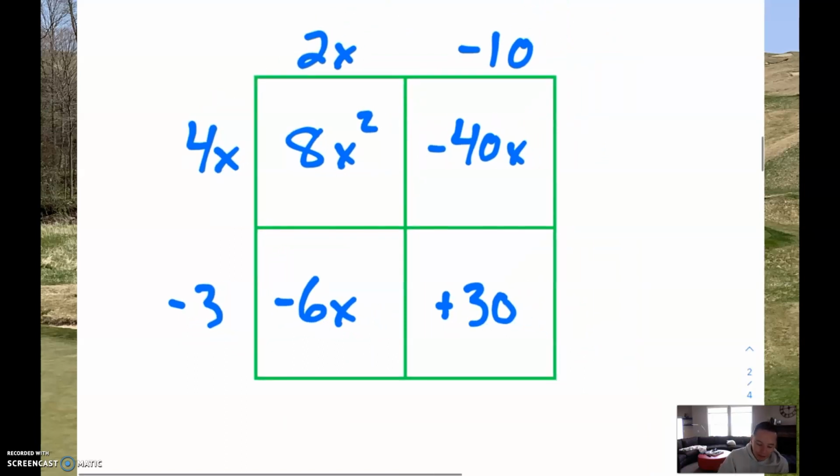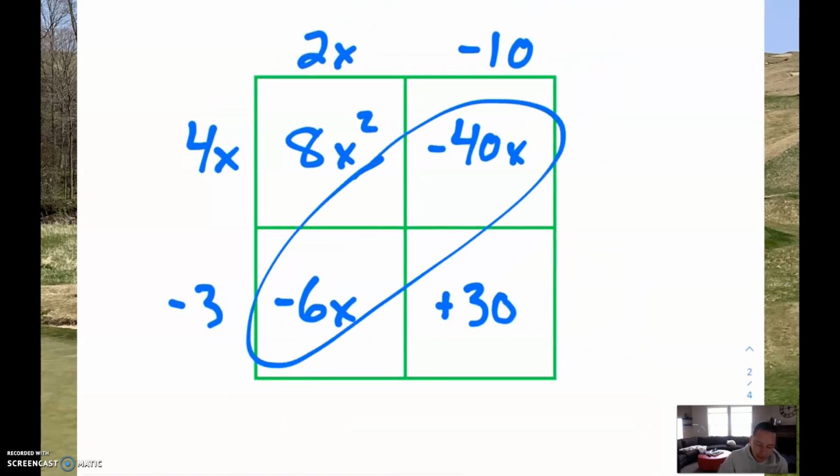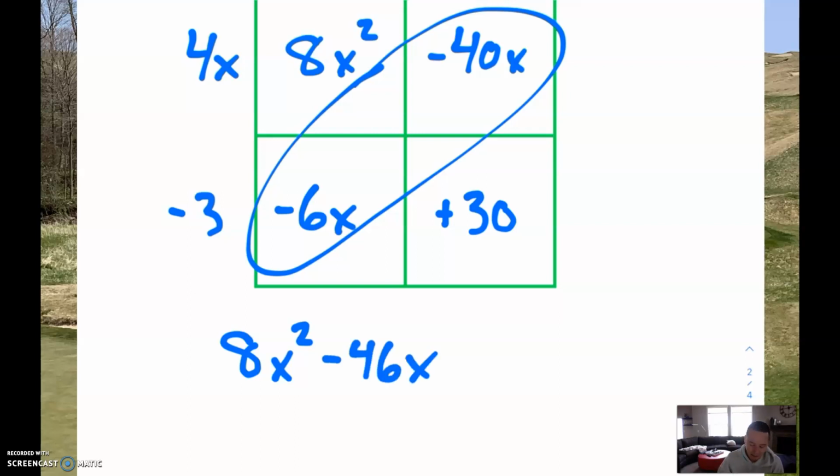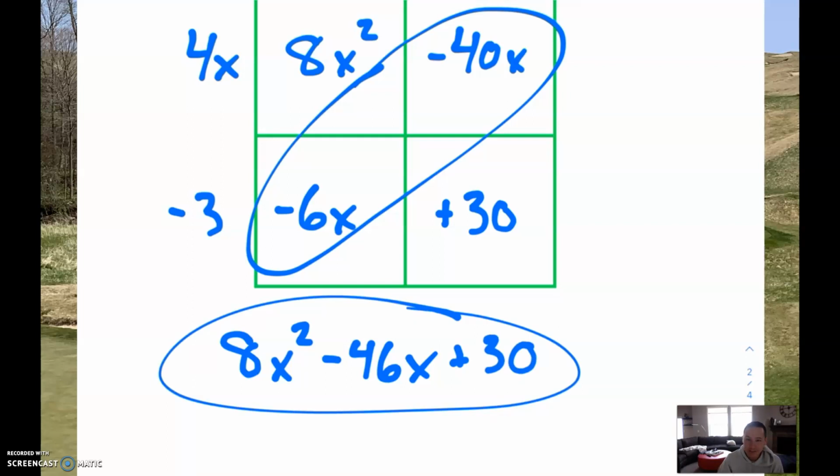Now what we have to do is combine the like terms if there are any. And I do see some like terms here. So we're going to keep our 8x squared by itself. Now if I combine a minus 40x with a minus 6x, you might be thinking to yourself, well, two negatives makes a positive. No, that's only when you're multiplying. We're adding these together right now. So if you add two negatives, you get a bigger negative number, which in this case is minus 46x. And then we still have plus 30. So when you're multiplying and dividing, that's when two negatives makes a positive. If you're combining two negatives, it just makes it a bigger negative number.